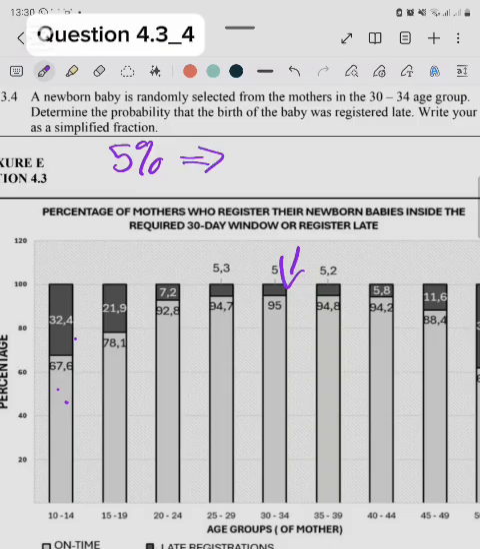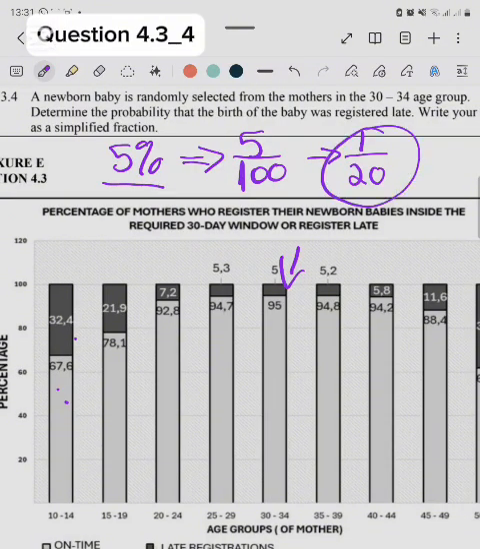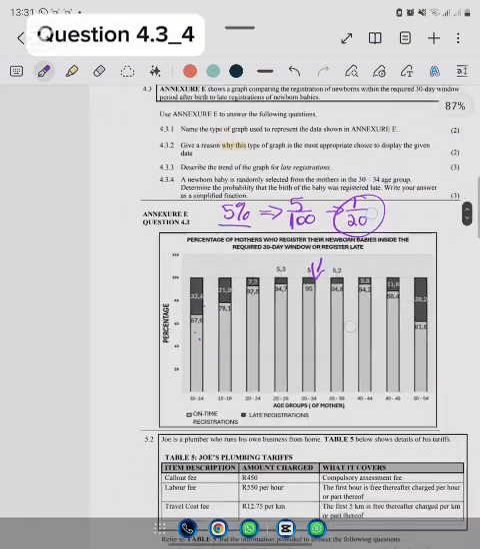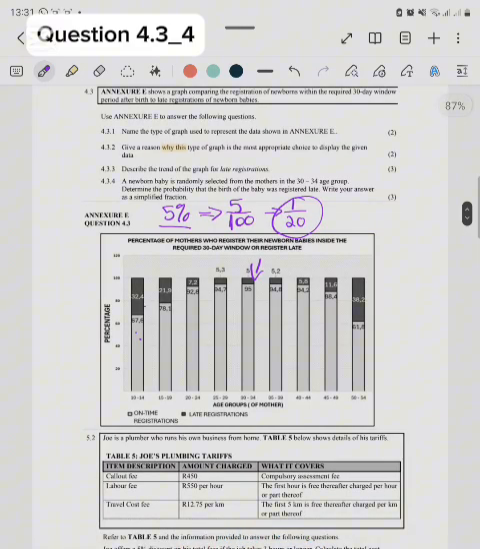Well, 5% is 5 out of every 100 babies. Remember, that's percentage, 5 out of every 100. And then simplified fraction, I can divide both of those by 5, I get 1 out of 20. You could also just put 5% into your calculator, press equals, it will get you to this 1 over 20 as well. Okay, that was the end of question 4.